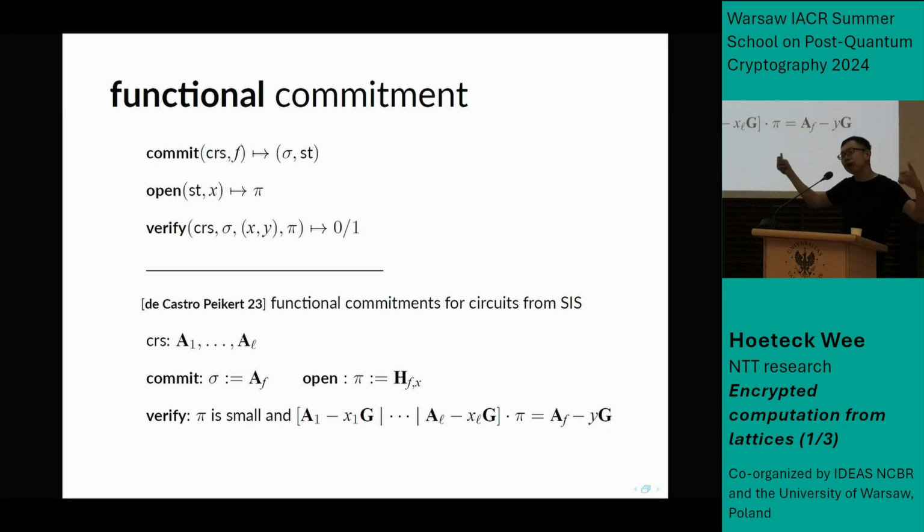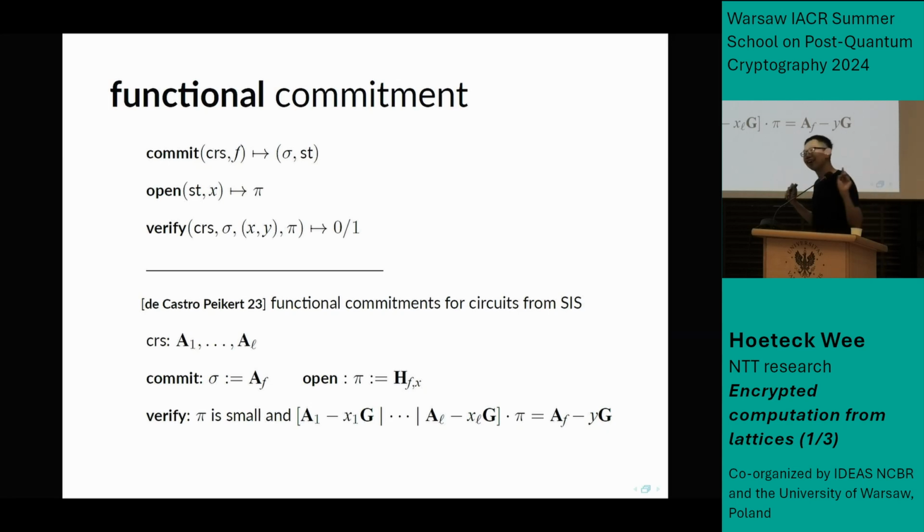Okay? But there is no guarantee that when you produce an opening to F of X, there exists an F that's consistent with the F of X. So the security actually does not guarantee that there's an F that's consistent with the F of X. And that's sort of okay. You just want to guarantee that you cannot open to two different values.